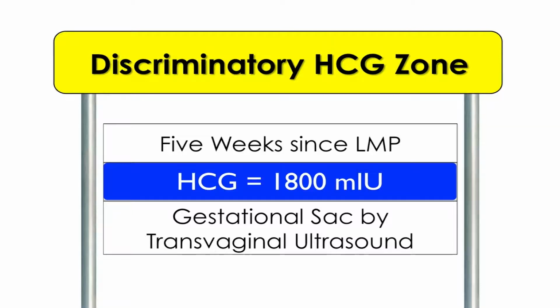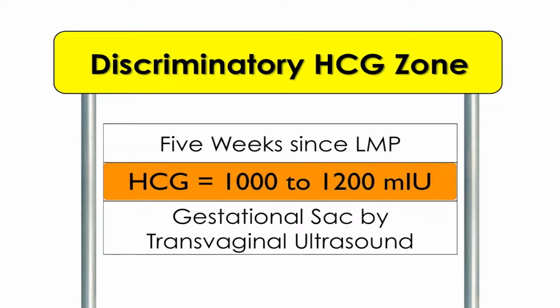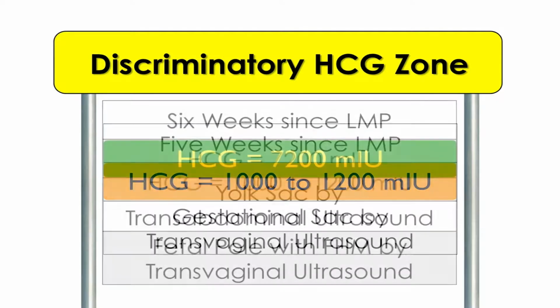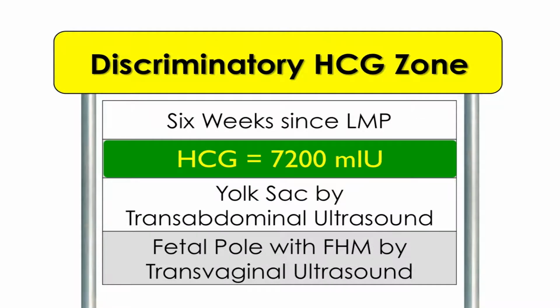This value has changed significantly over the past 2 decades with improvement in ultrasound technology. Currently, a value of 1,000 milli-international units is most commonly used. At 6 weeks since the first day of the last menstrual period, an HCG value of 7,200 milli-international units should demonstrate an intrauterine yolk sac by transabdominal ultrasound and a fetal pole and fetal heart motion by transvaginal ultrasound.